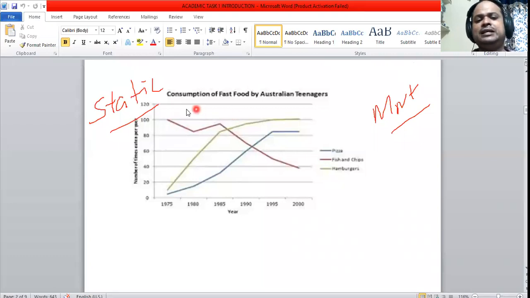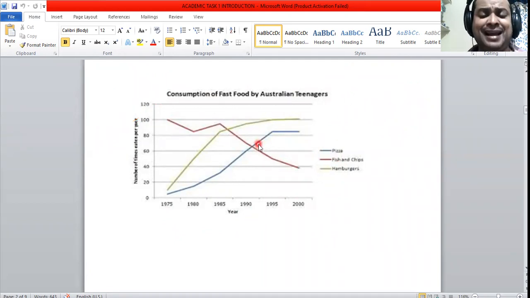Yes, I told whether it's a static or movement chart. Here we have the data from 1975 to 2000, so we can definitely say that it's a movement chart. Then what is a static chart? We need to understand that too. When we don't have comparison between the years, we call it a static chart.